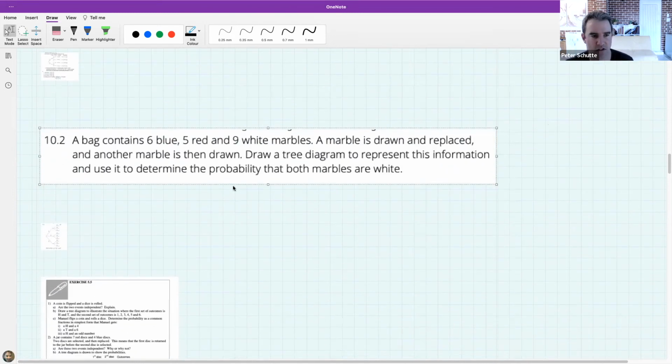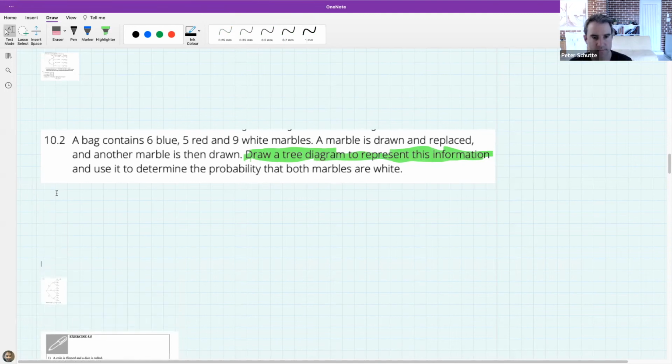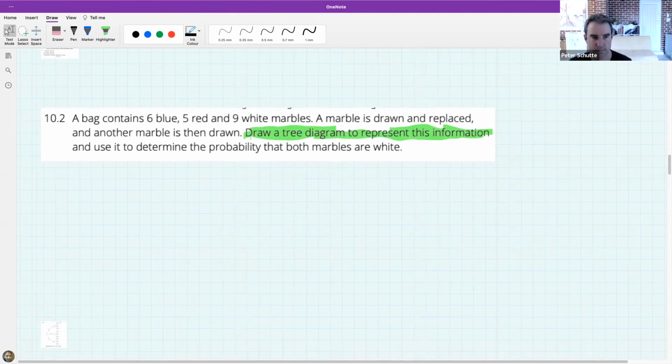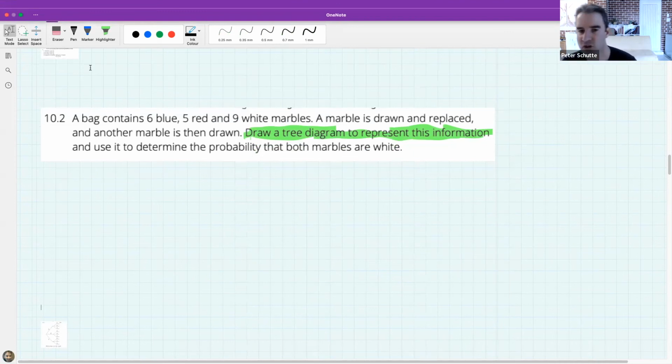So here is your question. A bag contains the following marbles. A marble is drawn and then it's put back, and then another marble is drawn. Draw a tree diagram to represent this information. So all I want you to do, we're not going to answer this question yet. You're just going to draw a tree diagram to show me the situation. And we call this drawing with replacement. And once you've drawn the tree diagram, just say done. And then we'll carry on in the next lesson with this tree diagram stuff.